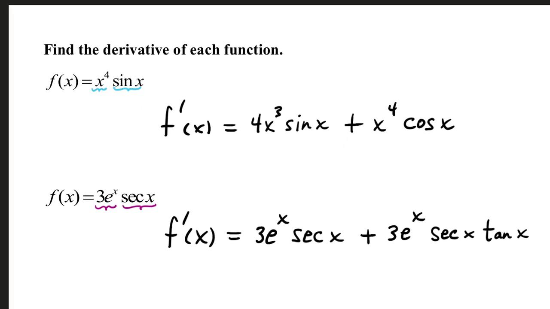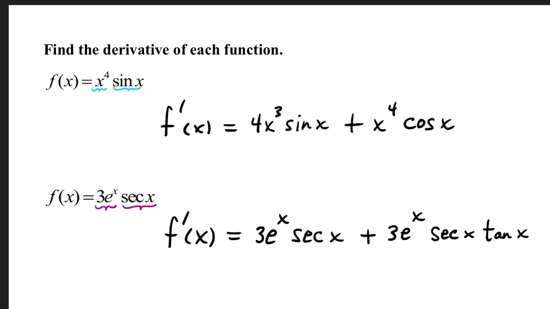These last 2 examples, we will do product rule. This top function, we have the product of x to the 4th times sine x. Our derivative will be 4x cubed sine x plus x to the 4th cosine x. Derivative of the first term, derivative of the second term, but leave the others alone.